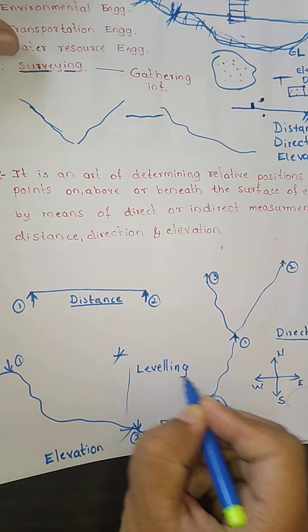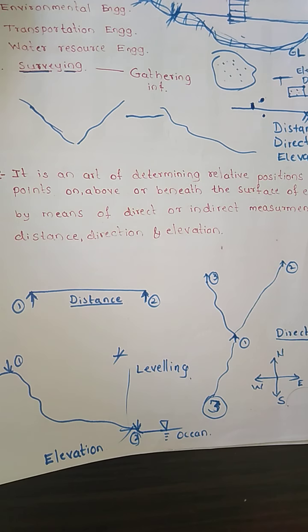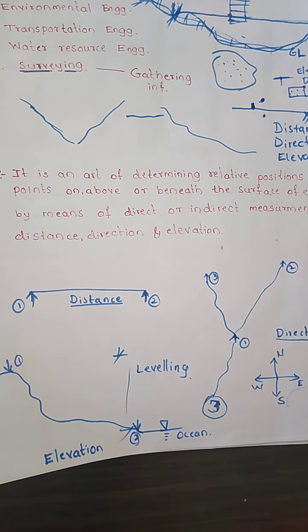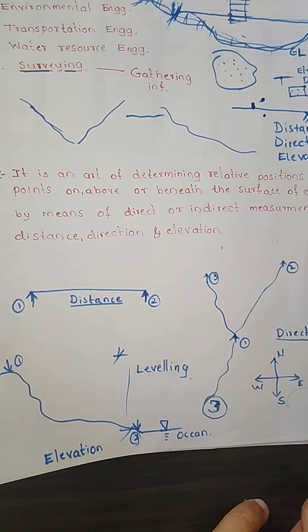Now what does leveling do? Leveling is nothing but a branch of surveying, the object of which is to find the elevation of points with respect to the assumed datum. Datum is nothing but the reference line. And also to establish points at given different elevations with respect to the given assumed datum. So this is what leveling is.